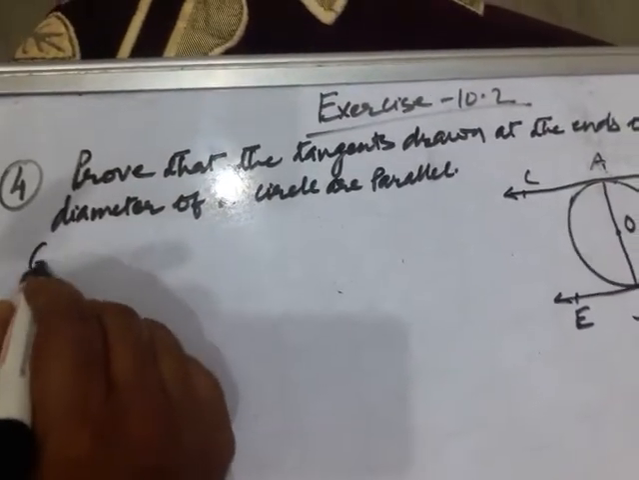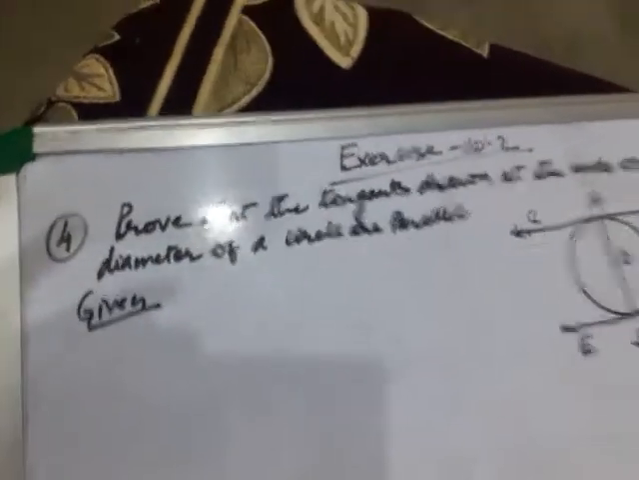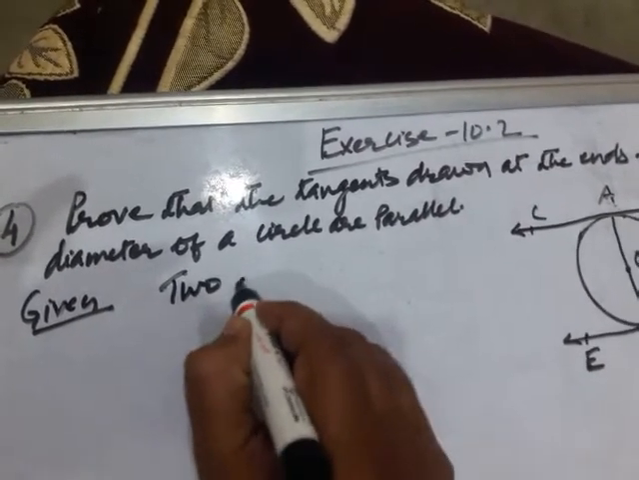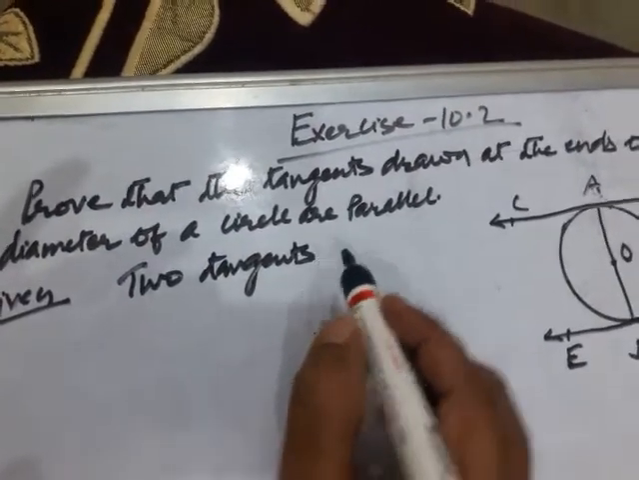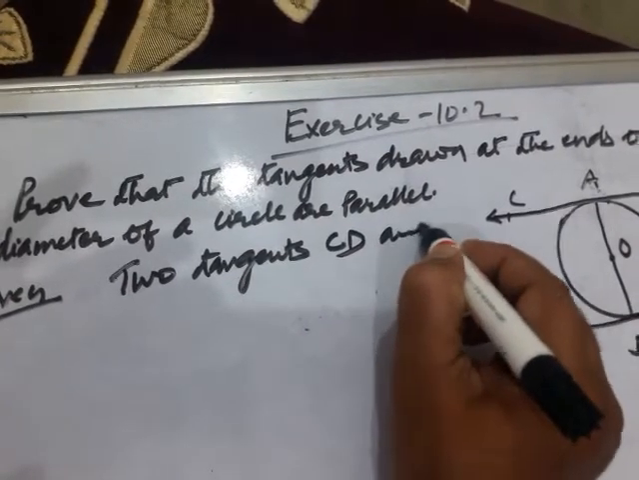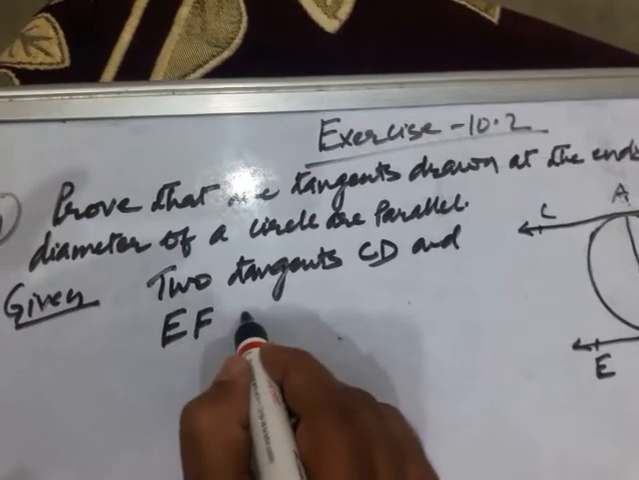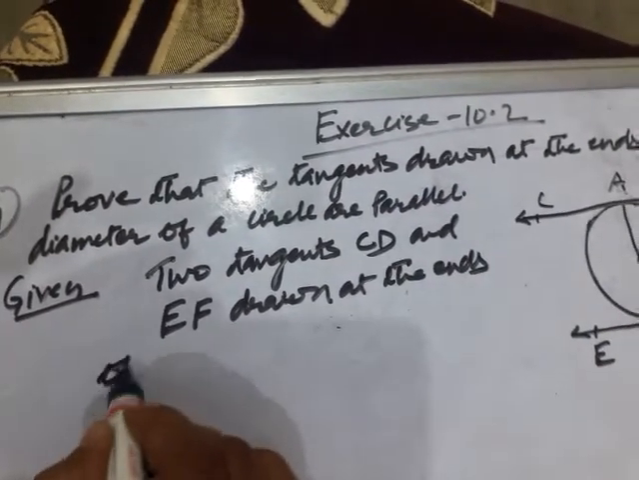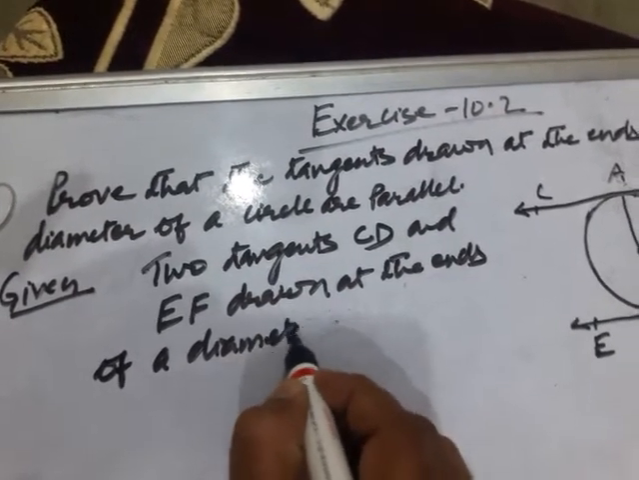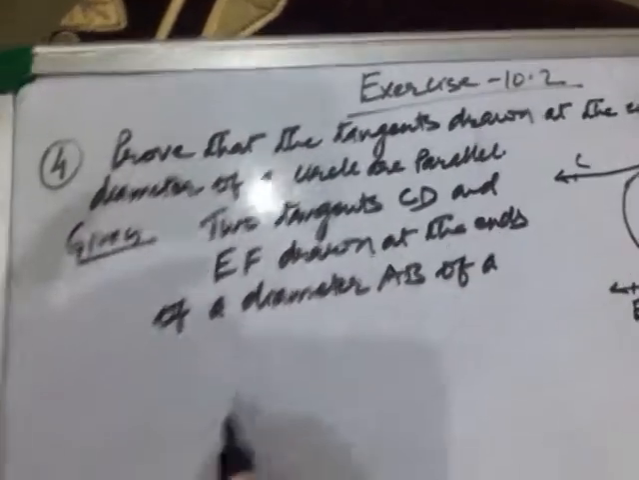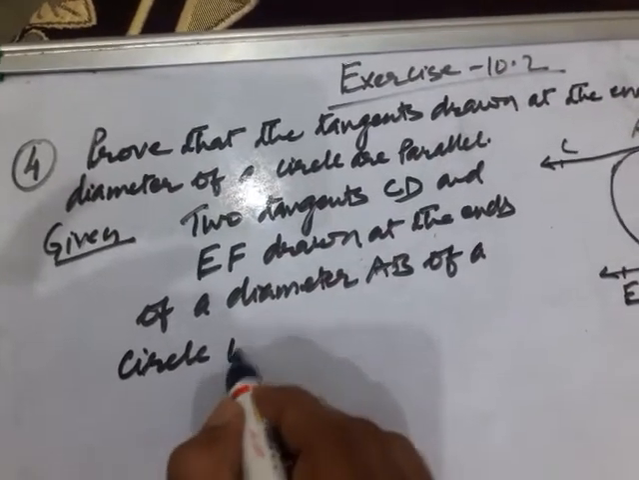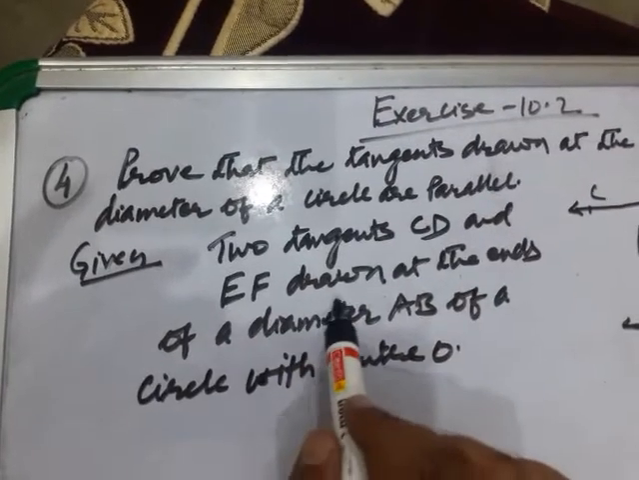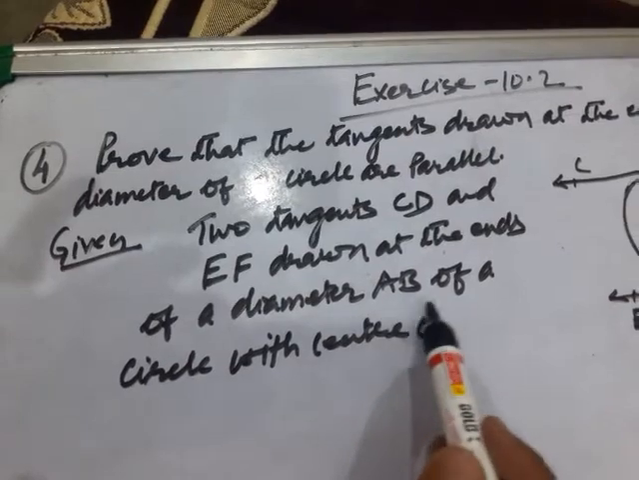Let us see what is given. Given two tangents CD and EF drawn at the ends of a diameter AB of a circle with center O. Clear?